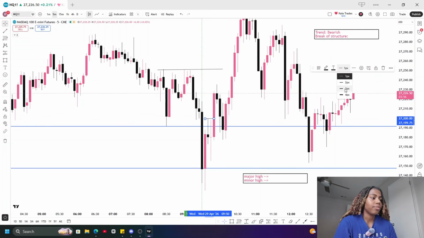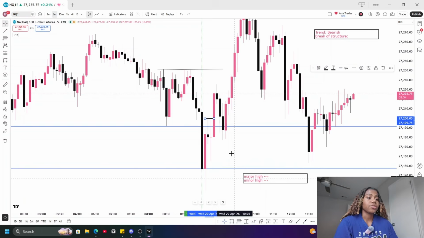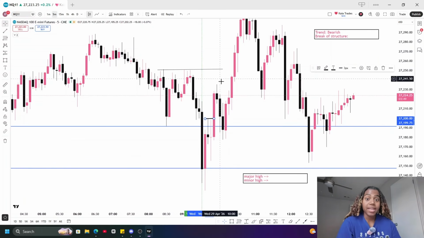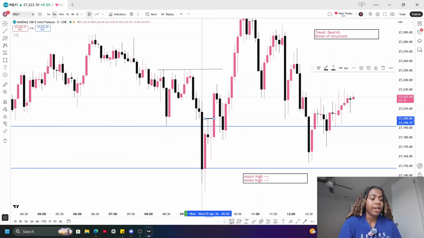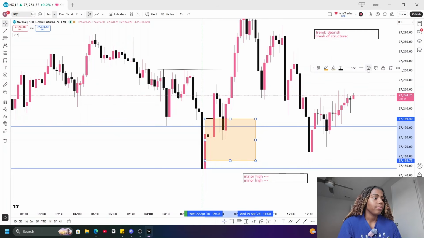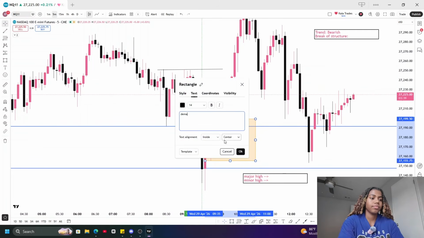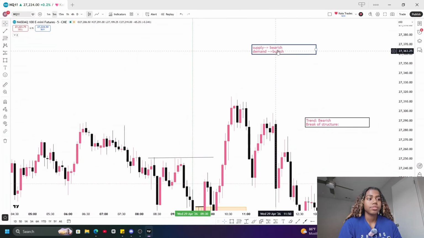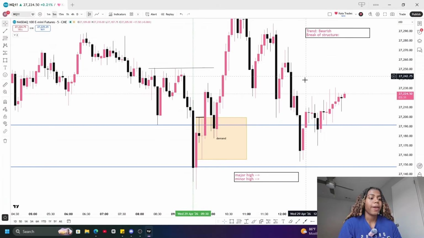Price came to this level, broke structure beautifully. So then the opposite candle that made this ginormous push to the upside, we wanted to mark that out as our demand zone. Boom. Our demand zones are for bullish trends, okay?